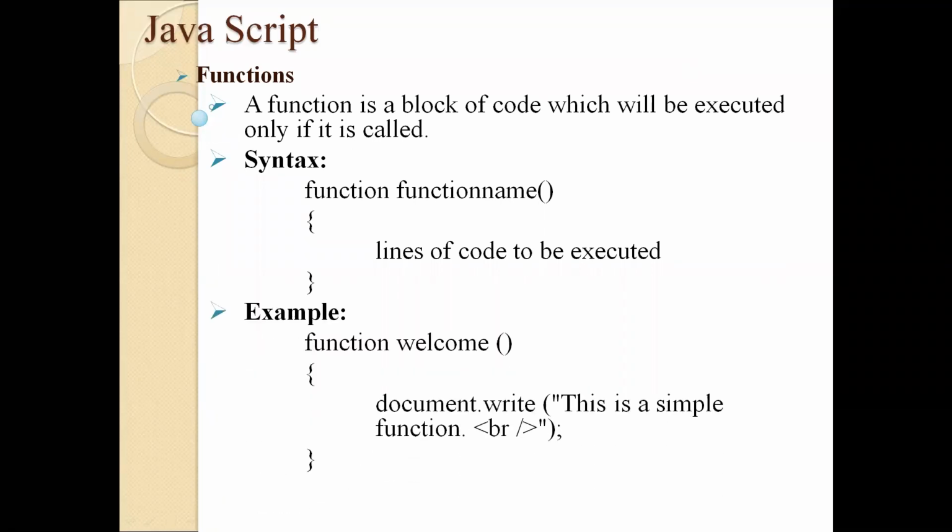Here is the example. In order to define a function in JavaScript, we use the function keyword followed by the name of the function. Here my function name is welcome and it does not have any parameters, and the things inside the braces are called the body of the function. I want to write "this is simple function" on the output screen, so I have used document.write. We all know that if we want to print something in JavaScript, we use document.write or document.writeln. Let us see the next one.